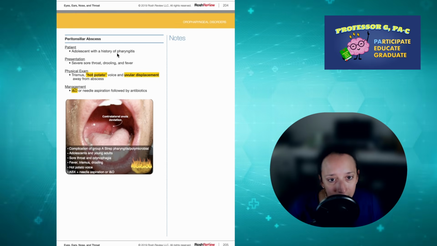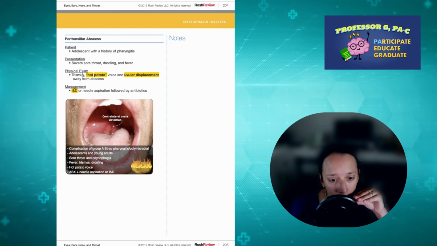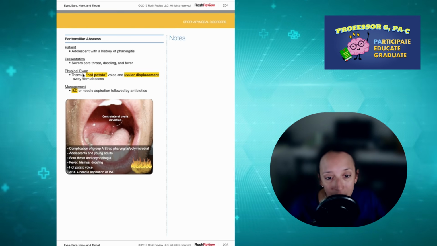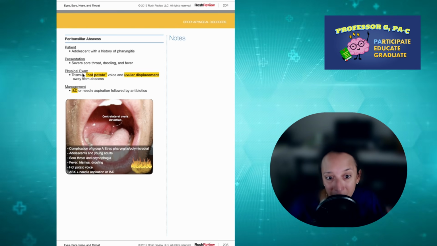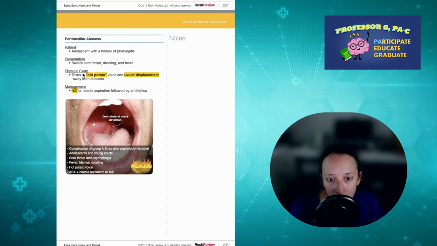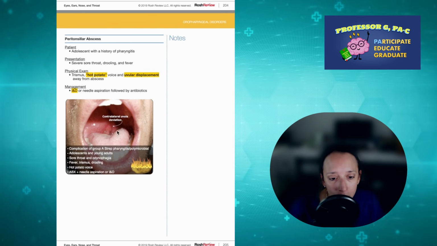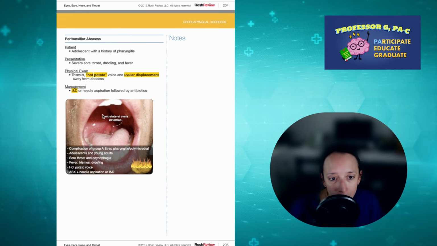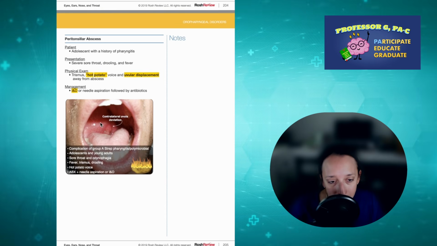Peritonsillar abscess, very classic findings. Usually see it in adolescents, history of pharyngitis that gets worse. So we'll have severe sore throat, drooling, fever. We'll get this trismus where they can't quite open their mouth very well. And we'll get a hot potato voice, which sounds like they have something hot in their mouth and they have a very muffled voice. And when we look at the back of the throat, the uvula will be displaced. We'll see the swelling in the peritonsillar region from the abscess itself.